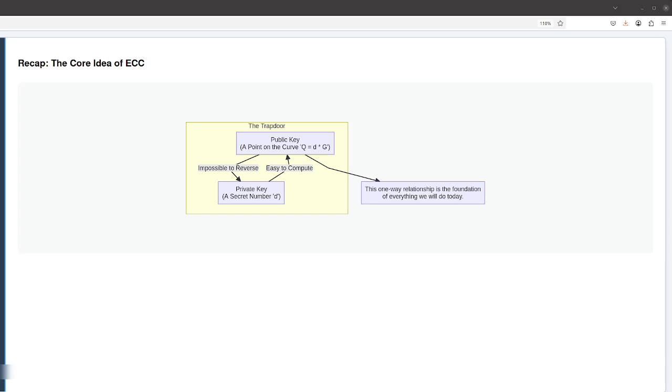Recap: the core idea of ECC. Let's quickly recap the fundamental principle of ECC. Everything is based on the idea of point multiplication on an elliptic curve, which is a trapdoor function. It's easy to take a public starting point G, and a secret number D, and calculate the final point Q by adding G to itself D times. However, it's computationally impossible for someone who only knows G and Q to figure out the secret number D. This relationship is the basis of our key pair. D is our private key, and the final point Q is our public key.